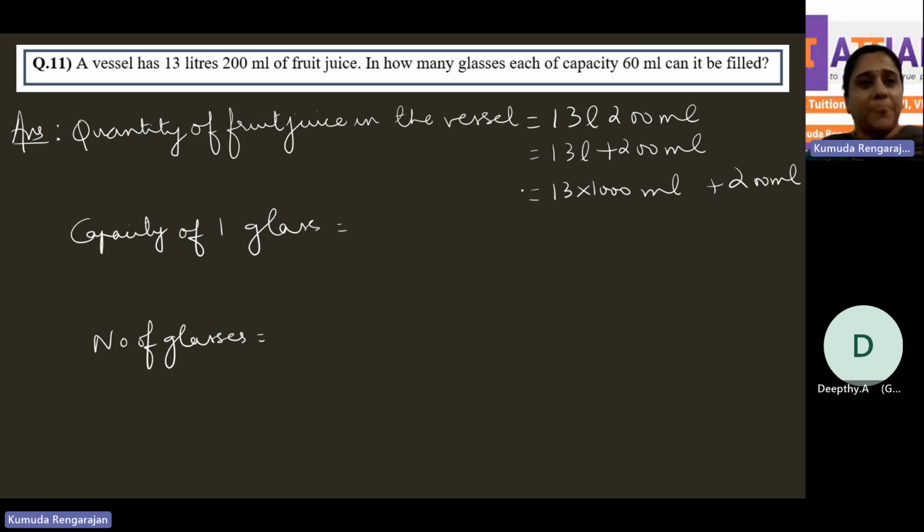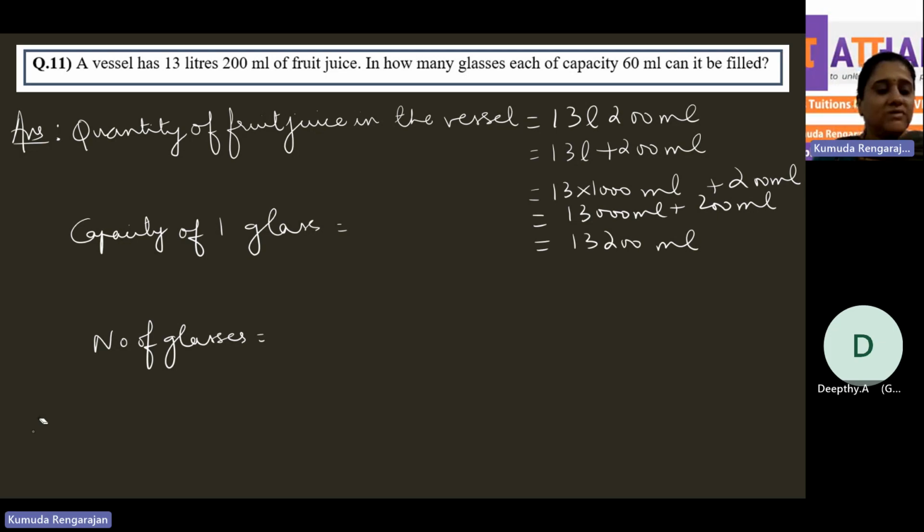Perfect. Now, you understood the steps? First, write 13 liters 200 ml as 13 liters plus 200 ml. Now, 200 ml is already in ml, don't touch that. 13 liters, convert that to milliliters, so into 1000. Now you get 13,000 ml plus 200 ml. Remember, we can add numbers of the same units only. Now you can add: 13,200 ml.